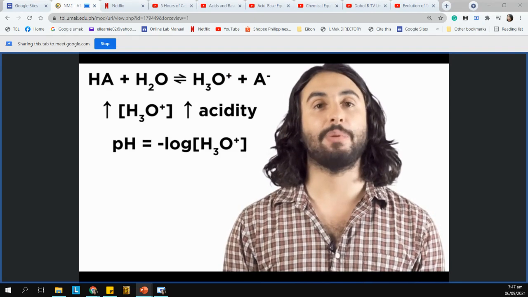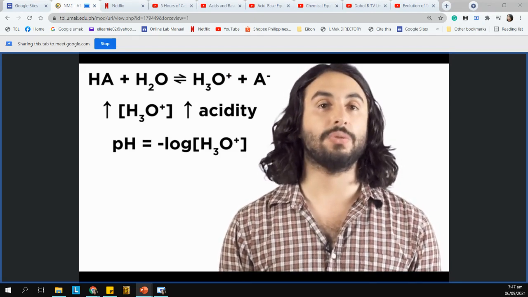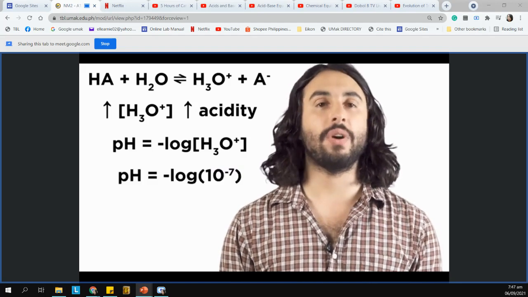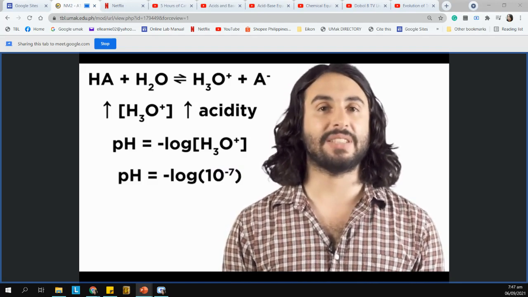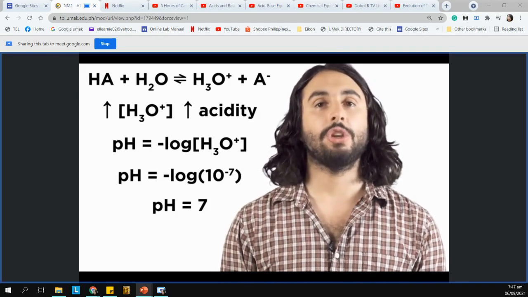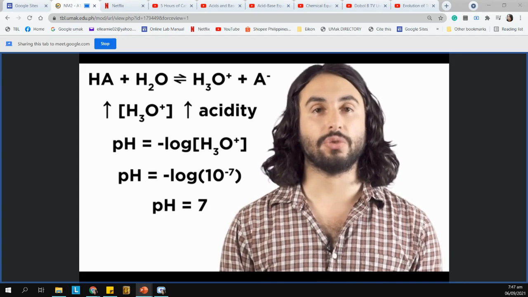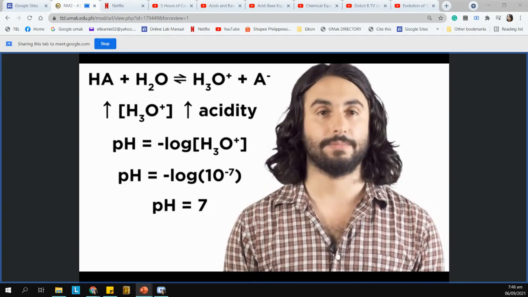Logarithms are the inverse operations of exponents, so the reason why a negative log is useful here is that it takes an annoying number like 10 to the negative 7 and turns it into 7, which is much tidier. So a solution with a pH of 7 has a hydronium concentration that is considered neutral.